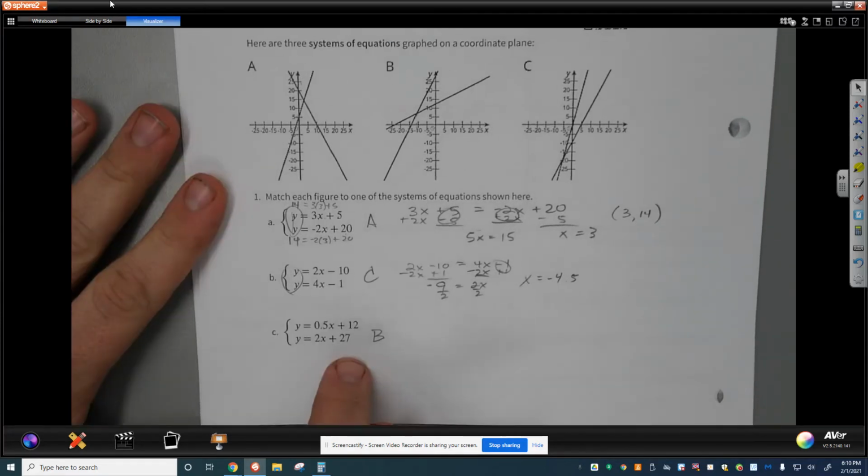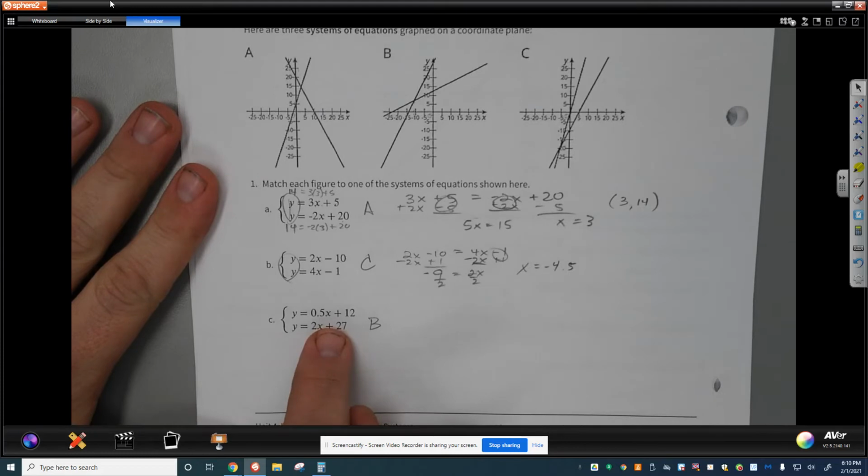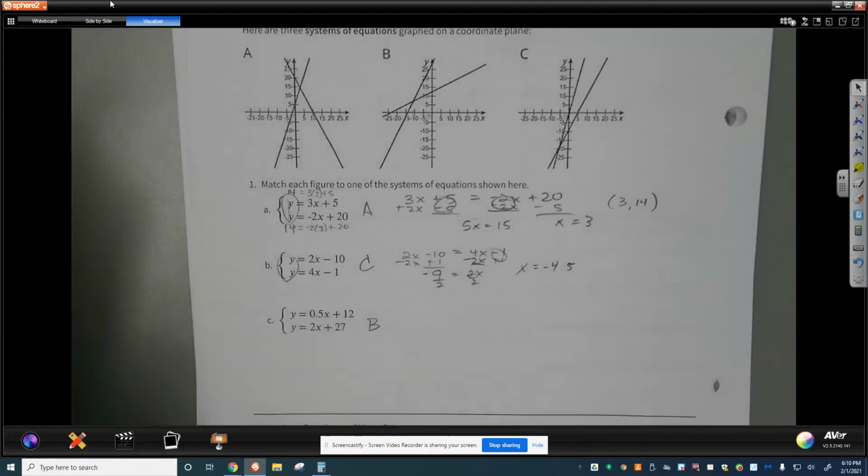I can do the same thing with C, but for the sake of time and my voice, that I clearly need to move on to the next one.